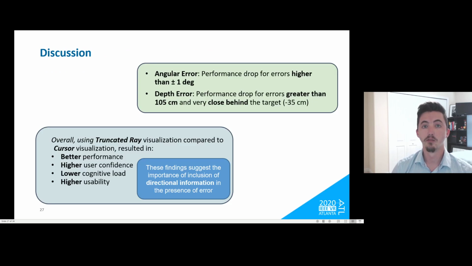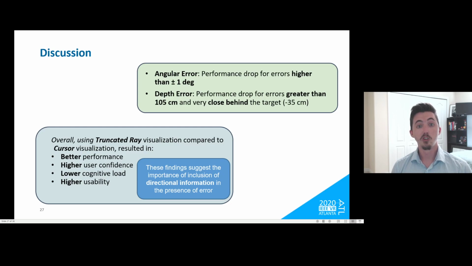So the main takeaway from this is that the angular error decreases user performance for levels that are higher than plus or minus 1 degree of rotation, and that these depth errors tend to decrease performance at or above 105 centimeters of depth offset, and also when they lie very close behind the target at that minus 35 centimeters of offset.